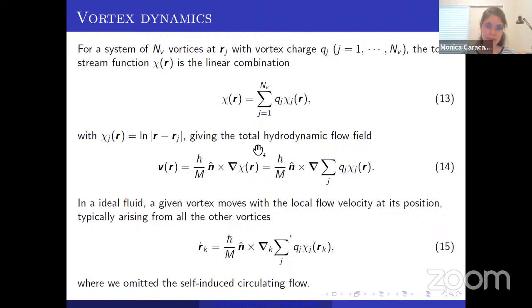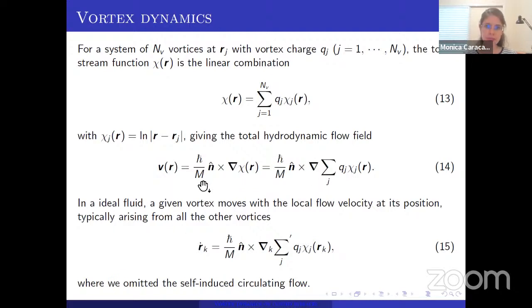Now we want to know the dynamics of the vortices when they are subject to the interaction with all other vortices in the system. For example, for N vortices at arbitrary positions, you can calculate the total stream function as the sum of the individual vortices. Just remember the stream function is the real part of that complex potential, just the logarithm of the modulus of r minus r_j, the position of interest and r_j the vortex position. Then use that expression for the velocity, and you already get the formula for an arbitrary position r in the plane.